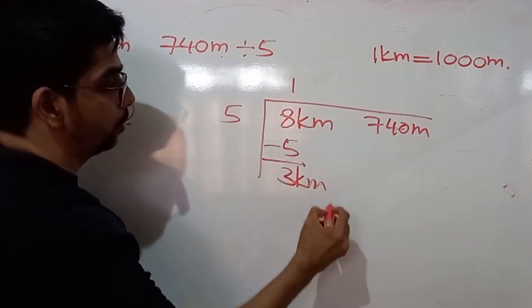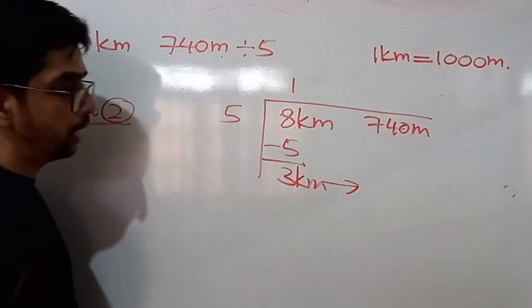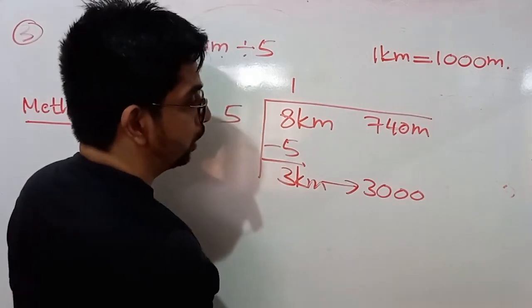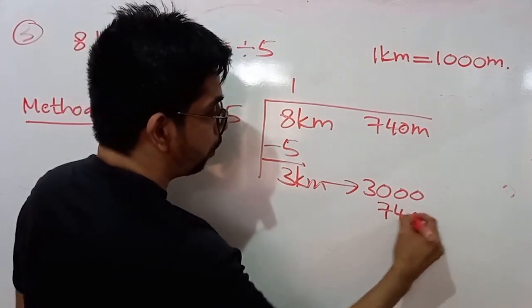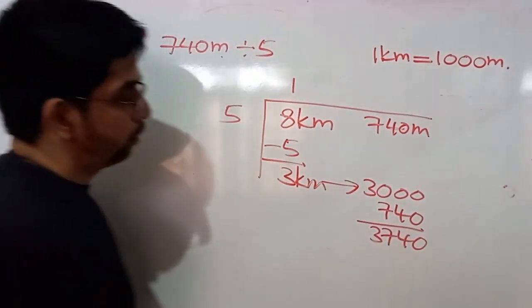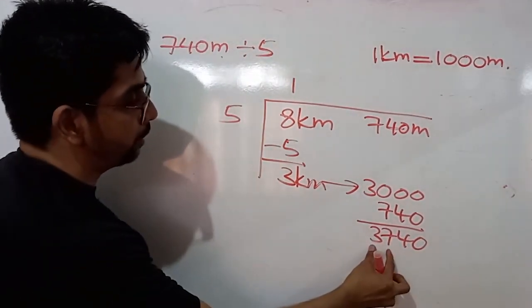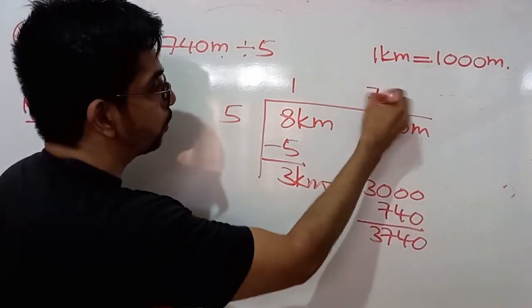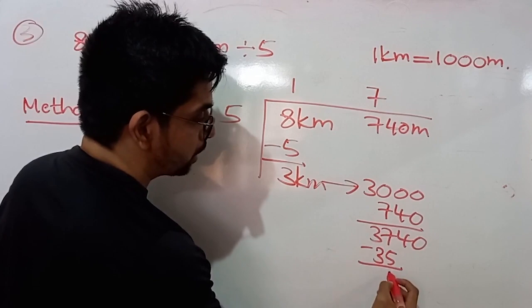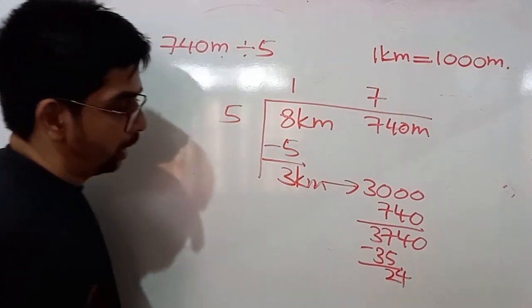So those are what? Kilometers. Now we will give this 3 kilometers into meter side. So this becomes what? 3000. Then we add the 740. So this becomes what? 3740. So for 37, how many 5s are there? We can go up to 7. 5 times 7 is what? 35. 37 minus 35, that is 2.